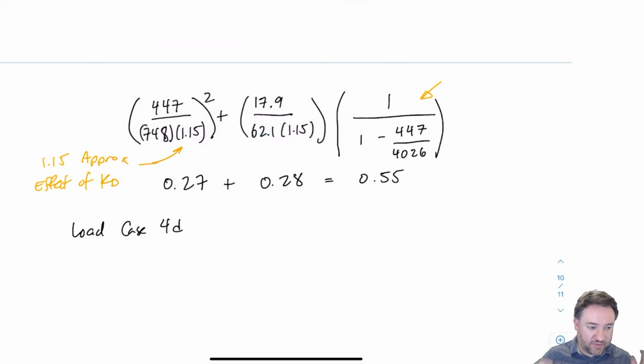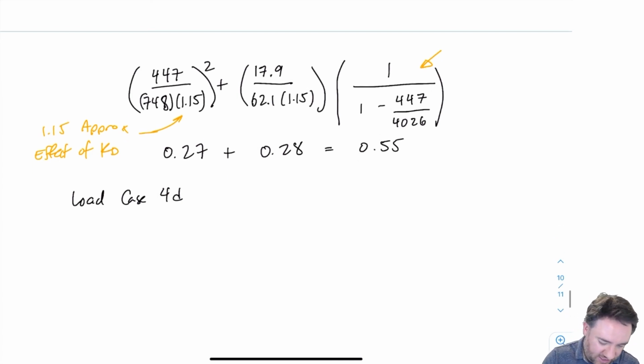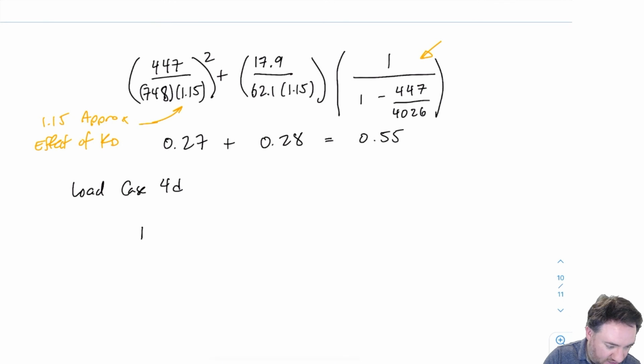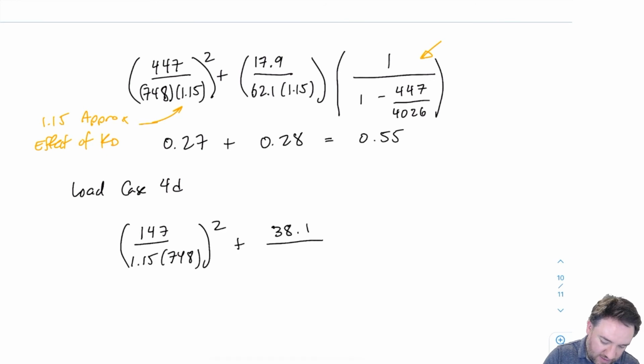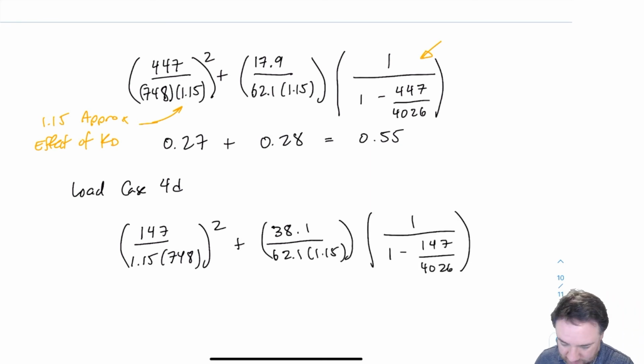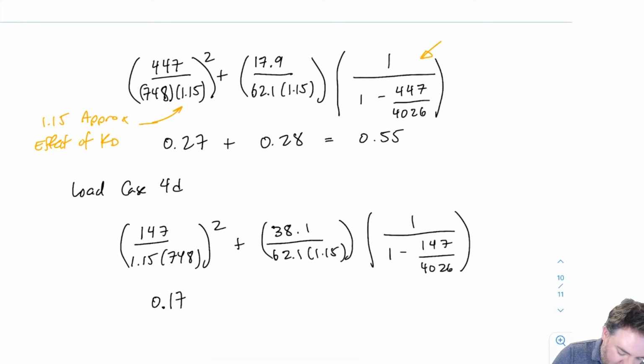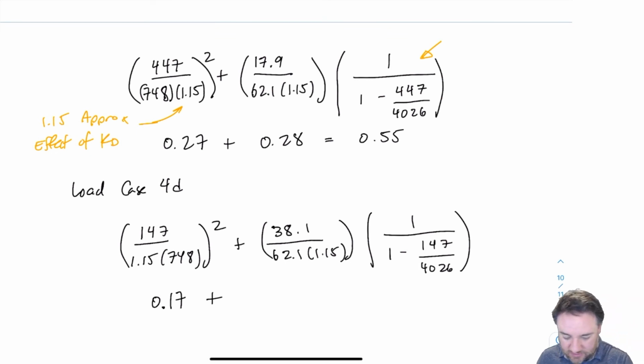Again, this is not the final check on load combinations. This is just an initial check to give myself some confidence that I can continue with this design and it's going to work. So this one has a lower compression load and a higher moment. So we're closer to the moment capacity, and a lower percent of the axial load capacity than before.